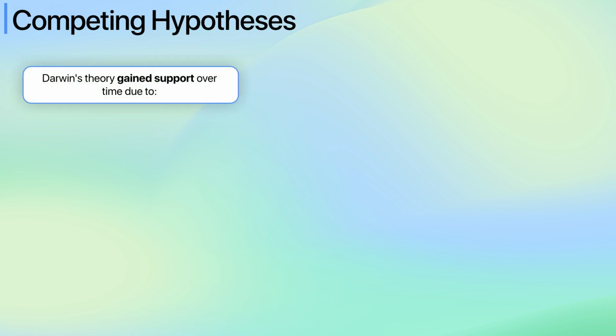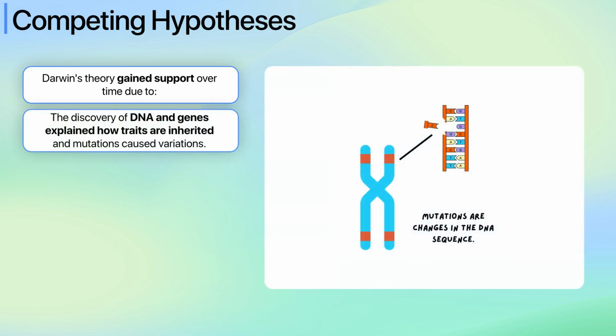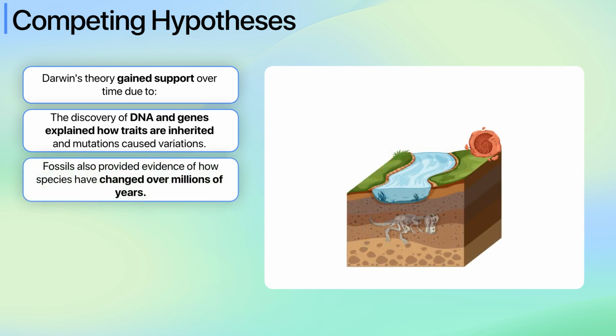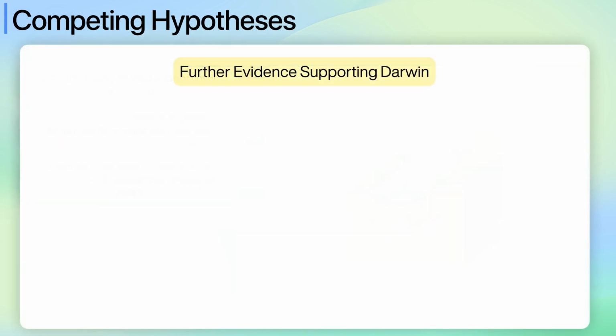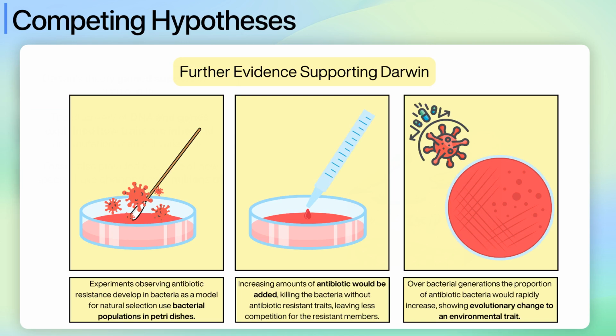Over time, Darwin's theory gained support due to modern evidence, such as genetic research. The discovery of DNA and genes explains how traits are inherited and mutations cause variations. Fossils also provided evidence of how species have changed over millions of years. In addition, instances of observed evolution, such as antibiotic resistance in bacteria, demonstrated natural selection at work. We will discuss this evidence further in future lessons.